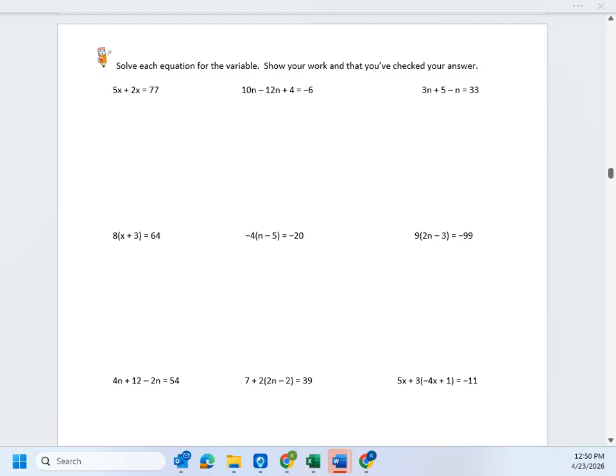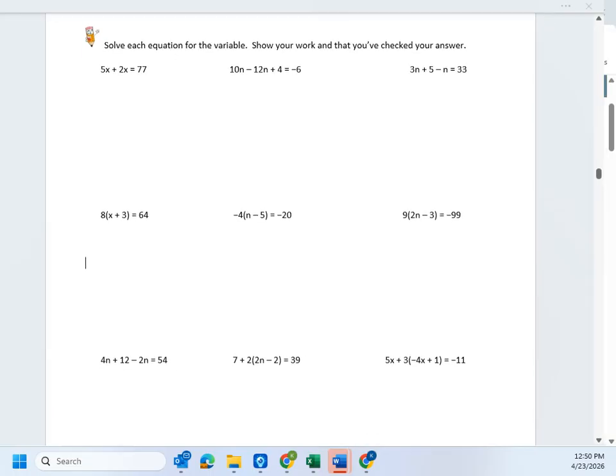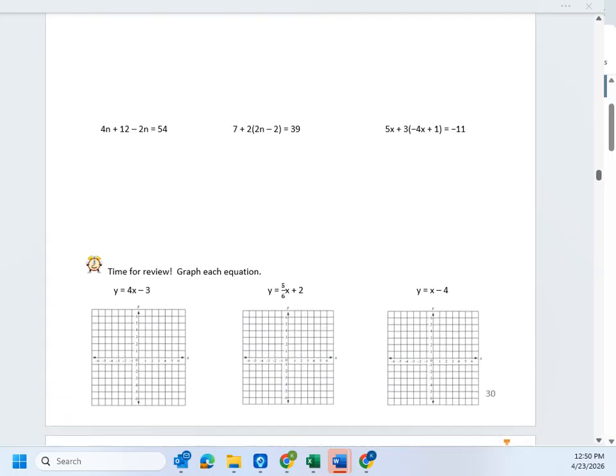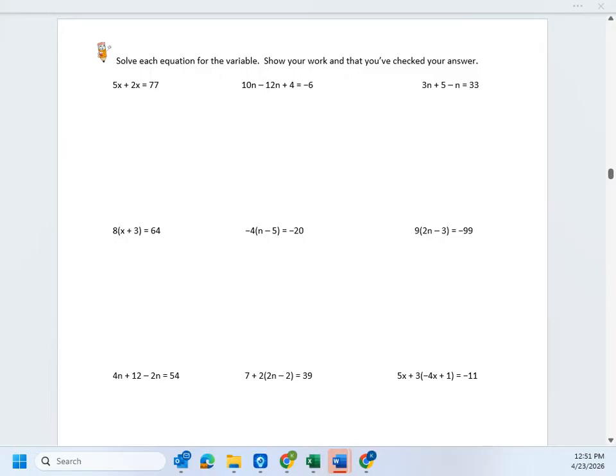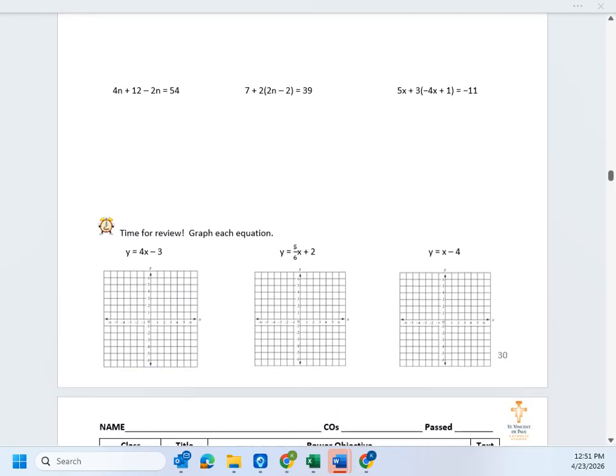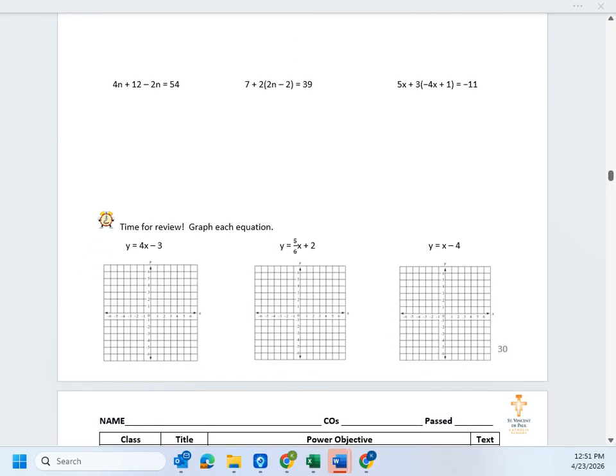You bet. Should you do practice work for retakes tomorrow? You bet. There are a lot of steps we have to do for these 3 rows. Show your work, and oh, look at that. Check your answer. So you're gonna have to do the work, checking your answer, making sure you did your steps correctly. Then we have review at the bottom of the page.